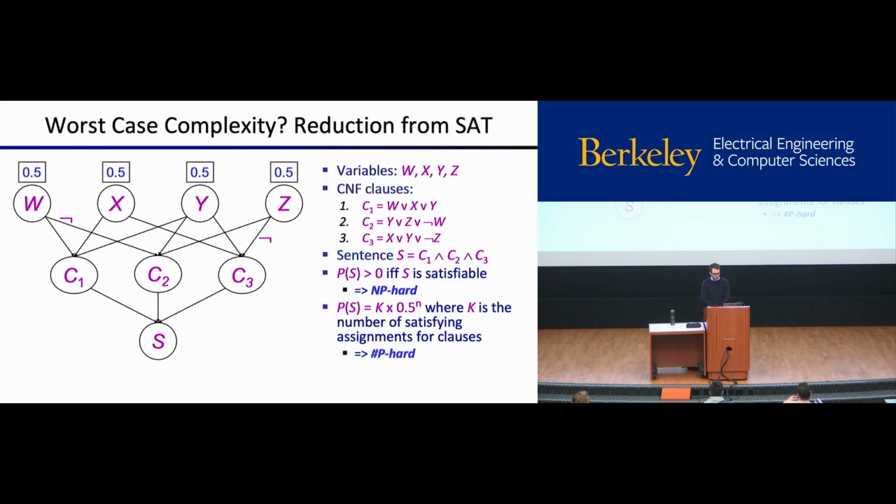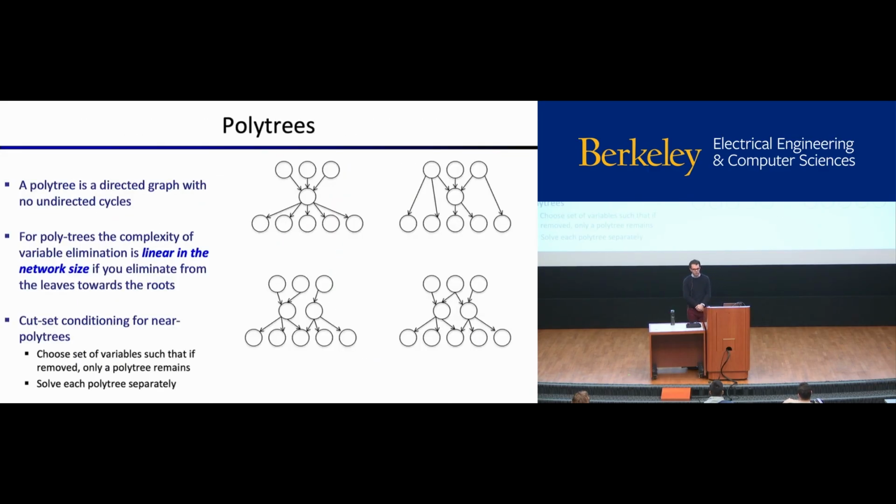All right, I won't go into more details on the complexity, but we know that when we have certain types of structure, this structure that we saw before, this is called a polytree, and it turns out that for polytrees, we actually do have efficient variable elimination. So a polytree is a directed graph where if we remove all the arrows and we think about the corresponding undirected graph, that graph has no cycles.